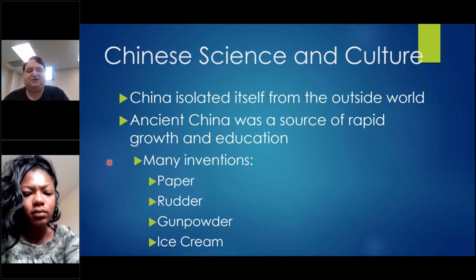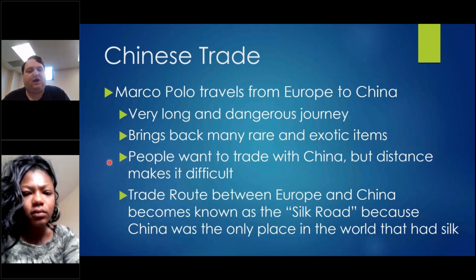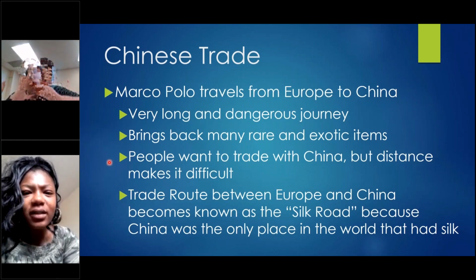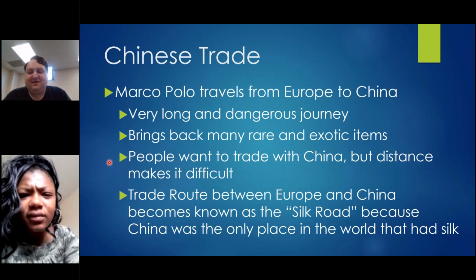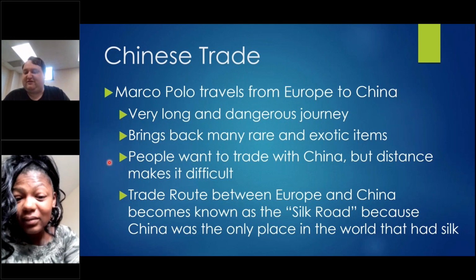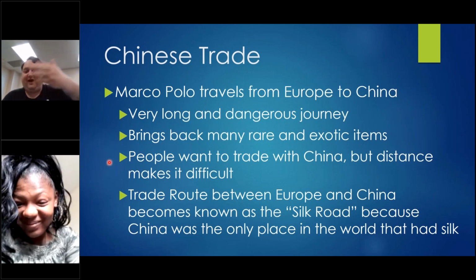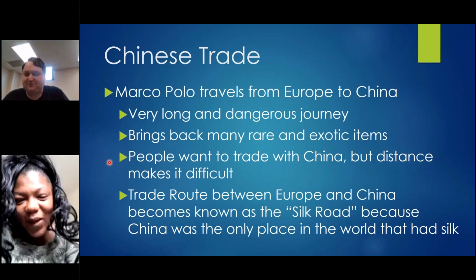And this all changes when an explorer from Europe convinces the Chinese to let him come and go. And this guy's name is Marco Polo. If you ever played that game as a kid in the pool, Marco Polo. What did he do? He was the first. He convinced the Chinese to let him go into China and then go back to Europe.